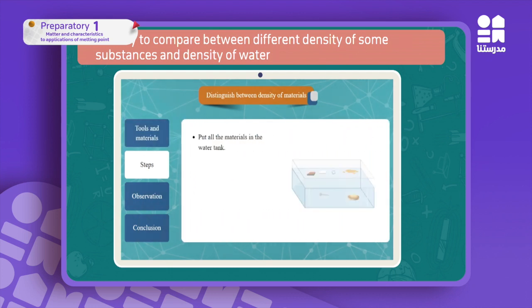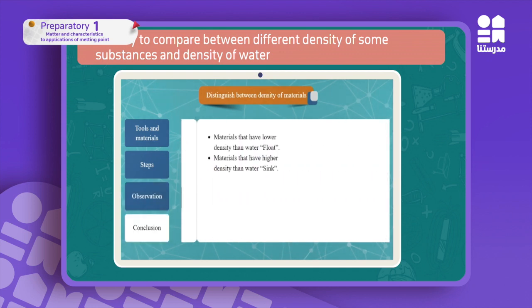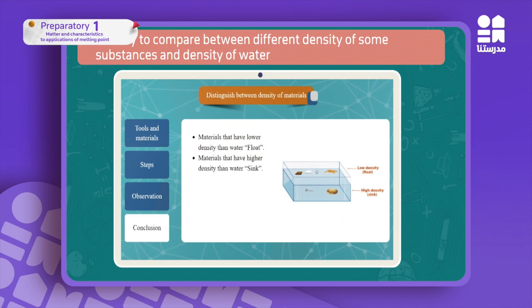We are going to put all the materials in the water tank. We can observe that the ice cube, the wood, the cork, and the oil drops float on the water surface, while the metallic coin and the iron nail sink in the water. We can conclude that the materials which have lower density than water, like the ice cube, wood, cork, and oil drops, will float on the water surface, while the materials which have higher density than water, like the iron nail and the metallic coin, will sink.